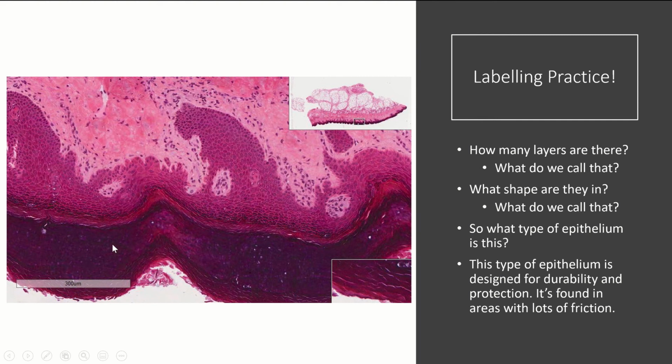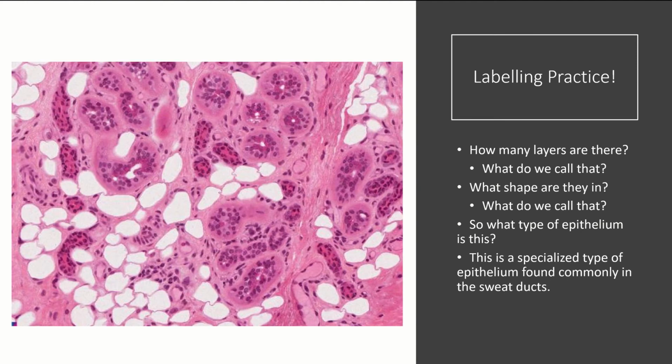So that's why you need multiple layers of these very hard flat cells, because every time you touch something, every time you brush up against your arm or something, you have that friction. Those cells are just going to flake off and they'll be replaced by the next layer. So that's what this type of epithelium is really helpful for: places with lots of friction.